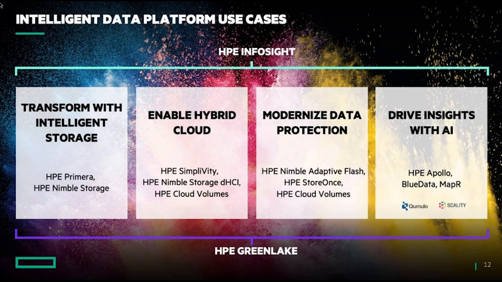So let's look at a few key use cases of how customers are benefiting from the Intelligent Data Platform. First is about transforming with intelligent storage. So you can simplify your operations, improve efficiency, accelerate mission critical applications, and achieve mission critical reliability, including with 100% availability guarantee, and unlock end-to-end agility with as a service with HPE GreenLake. You can transform from an operator to being a storage as a service provider to your businesses.